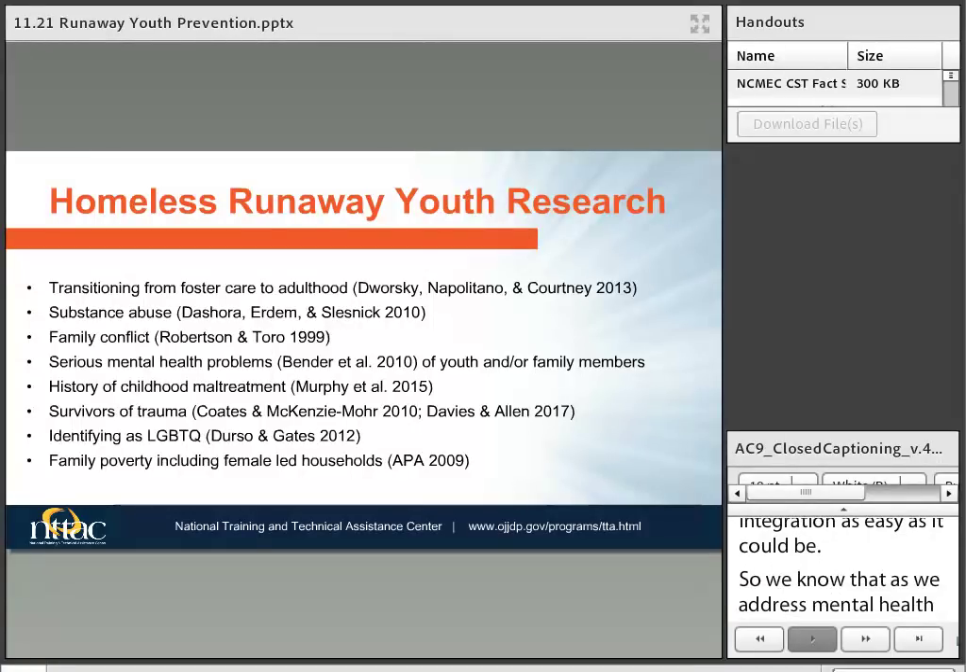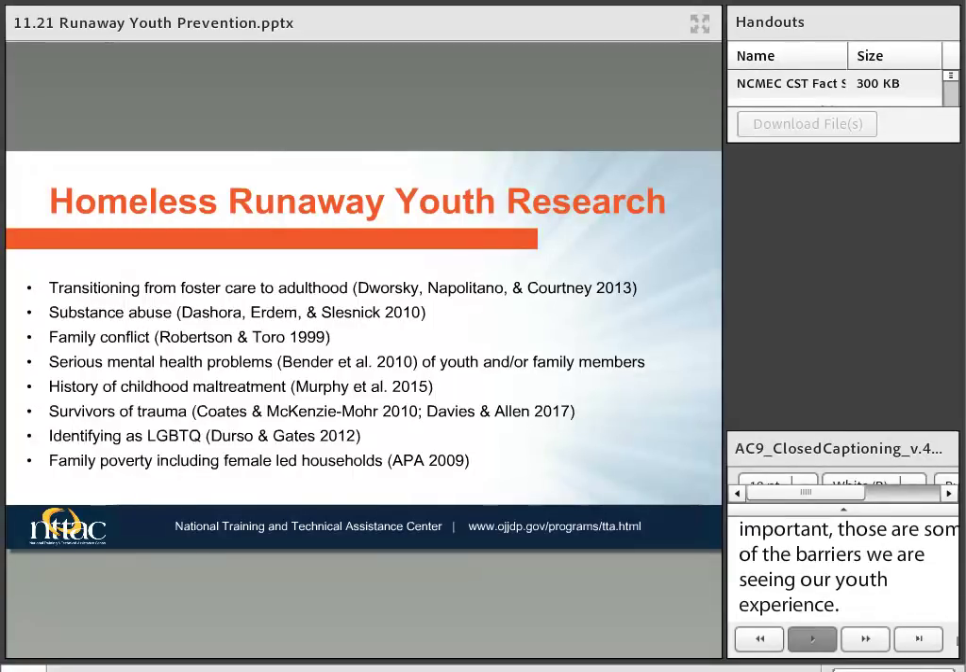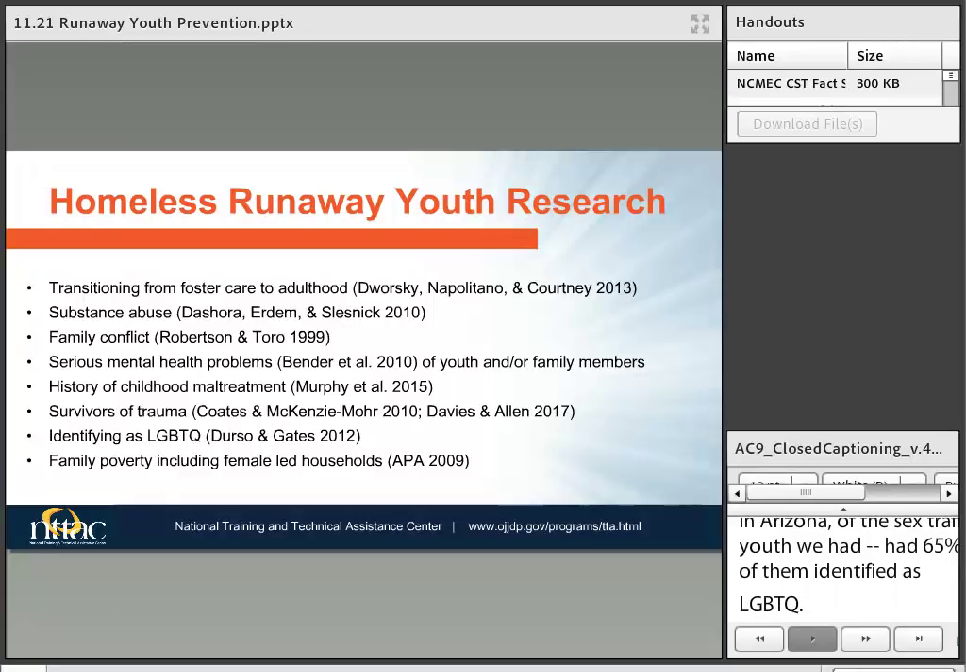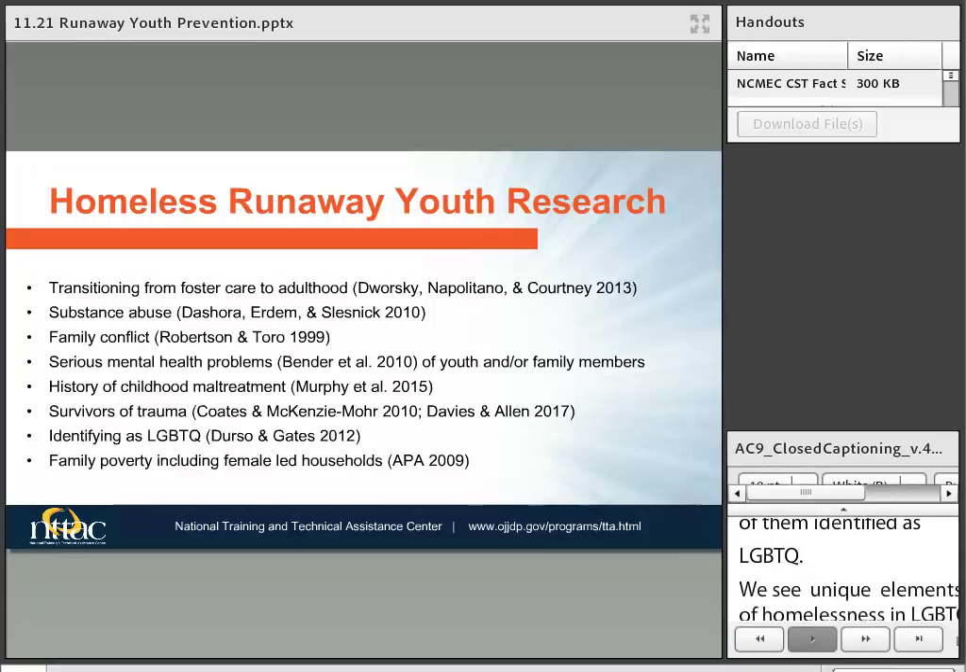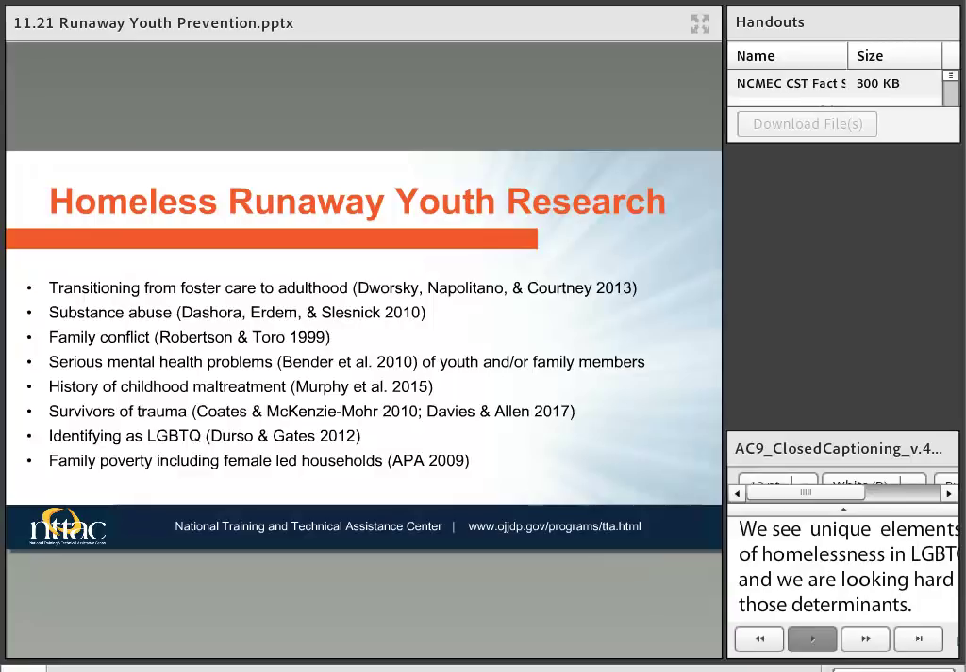Identifying as LGBTQ youth has been a constant theme in our work. Of the youth that we surveyed in Arizona, of the sex-trafficked youth, we had 60% of them identify as LGBTQ. So we're seeing unique aspects of homelessness in LGBTQ youth. We're still looking quite hard at those determinants. There's some excellent research happening in the country on this, but we know that this is a contributing factor, whether it's about family conflict, leaving the home, feeling not understood. There's many aspects that we continue to look at.